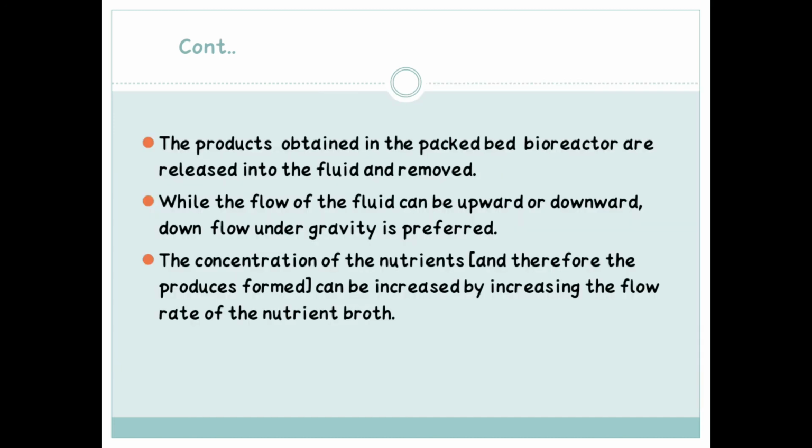The product obtained in packed bed bioreactors is released into fluid and removed. While the flow of fluid can be upward or downward, a flow under gravity is preferred. The concentration of the nutrients can be increased by increasing the flow rate of nutrient broth.